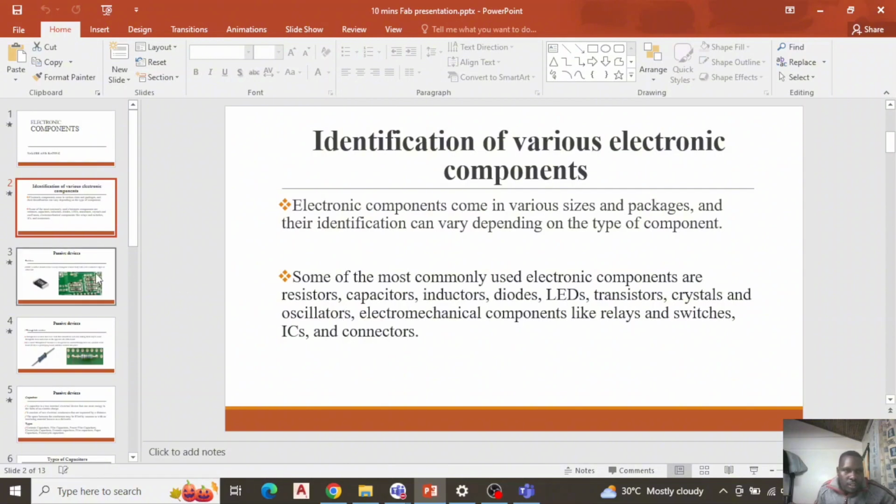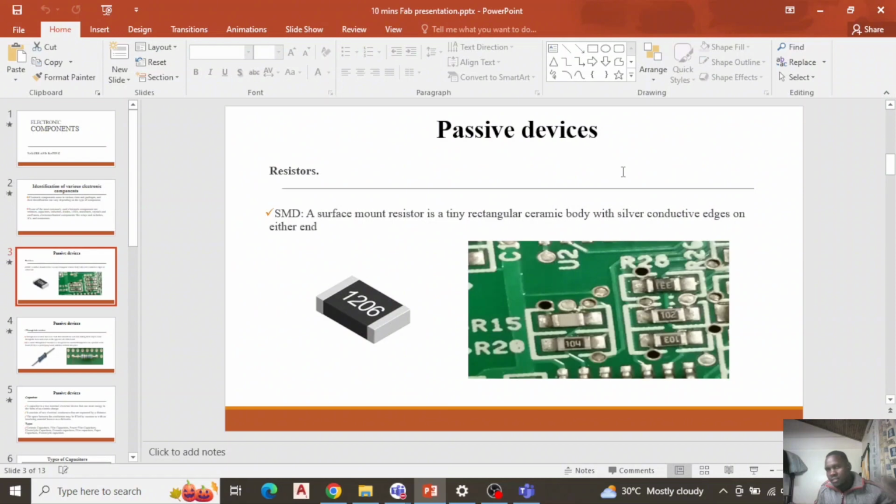So we are going to start with the passive devices, which among them are the resistors. And in resistors, we have the normal resistors, and then we have the SMD. So maybe I can ask one of you, who can tell us what an SMD is? Anybody, any volunteer? Just unmute and say something.